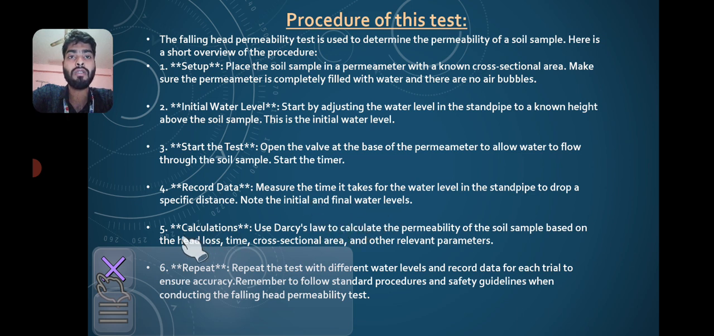And the fifth one is calculation. Use Darcy's law to calculate the permeability of the soil sample based on the head loss, time, cross-sectional area, and other relevant parameters. And last of all is repeat. Repeat the test with different water levels and record data for each trial to ensure accuracy. Remember to follow the standard procedures and safety guidelines when conducting the falling head permeability test.